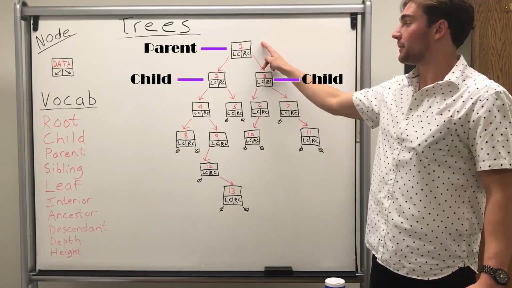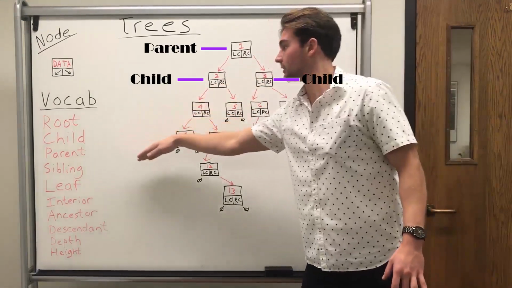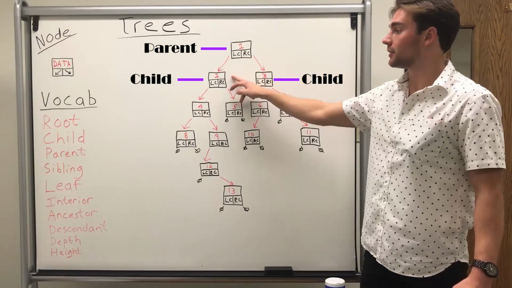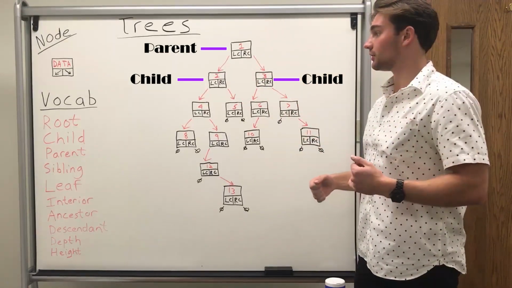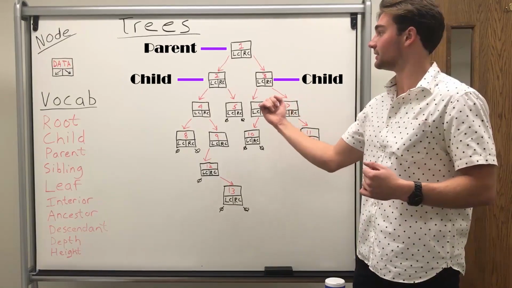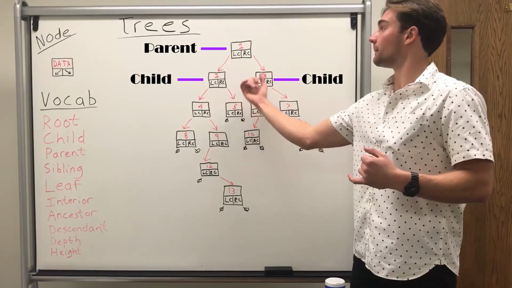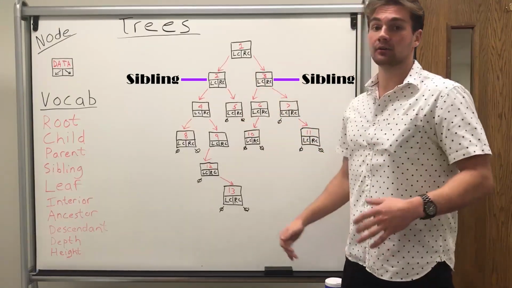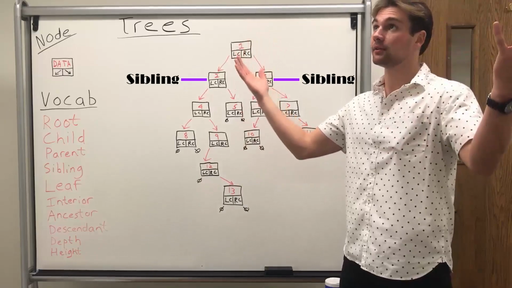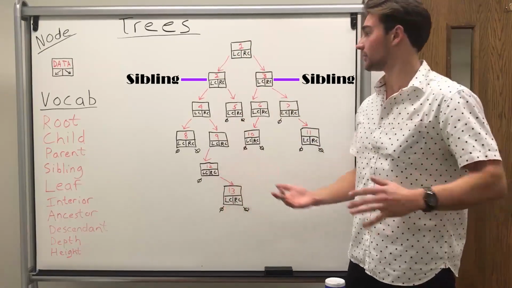Likewise, 1 is the parent. Here's all the vocab right here. 1 is the parent of 2, okay? Now, if 2 nodes share the same parent, as in the case with 2 and 3 sharing a parent of 1, then 2 and 3 are siblings. It's kind of like how you and your brother had the same parents, therefore you're siblings, right?